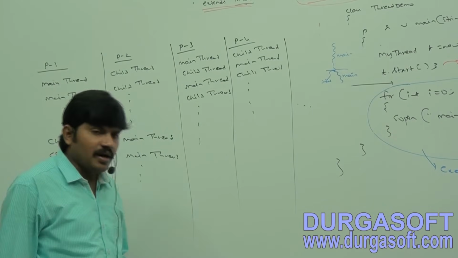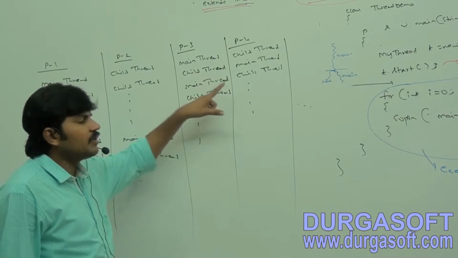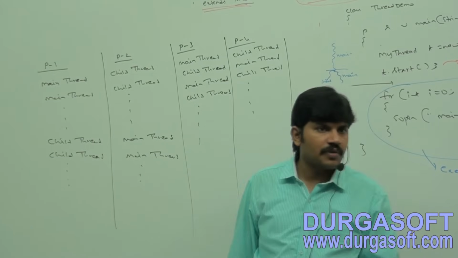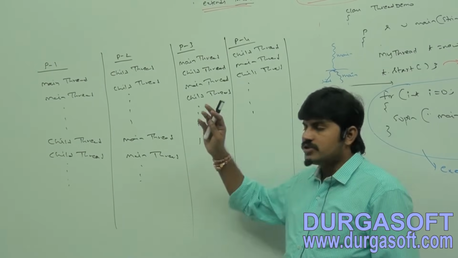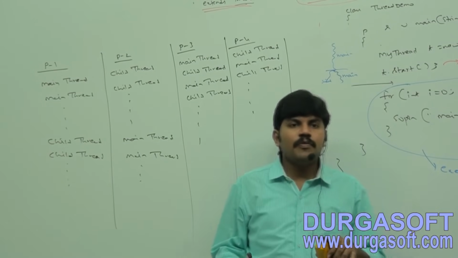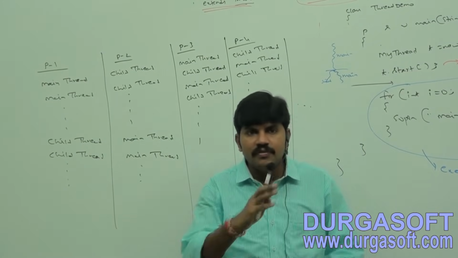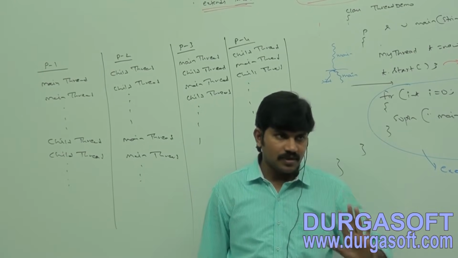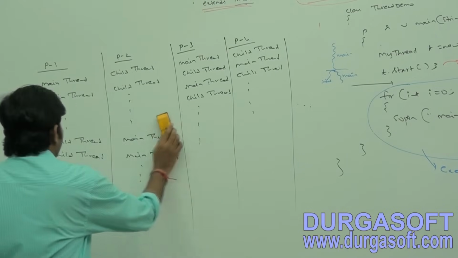Then you may ask, sir, if you can't give a guarantee for the output, then how can we use it in an application? You may have this doubt. Simple: the child thread's job and the main thread's job are both independent. If both are independent, in which order they execute, why should I worry? So there is no problem at all. Okay, next one.